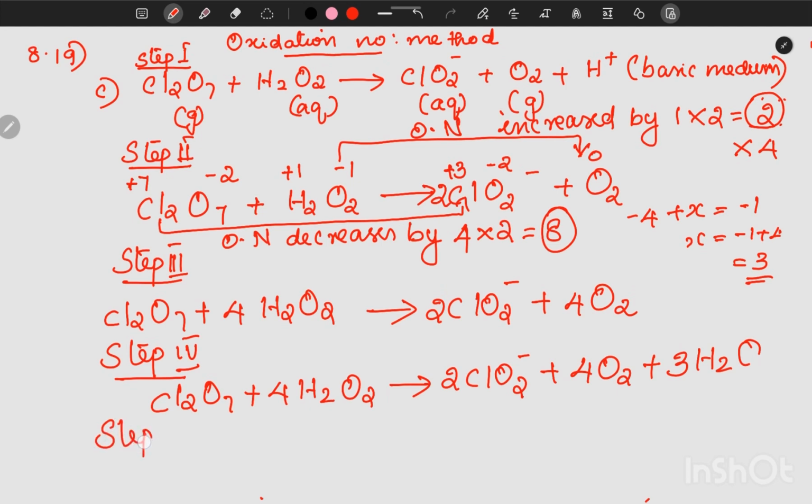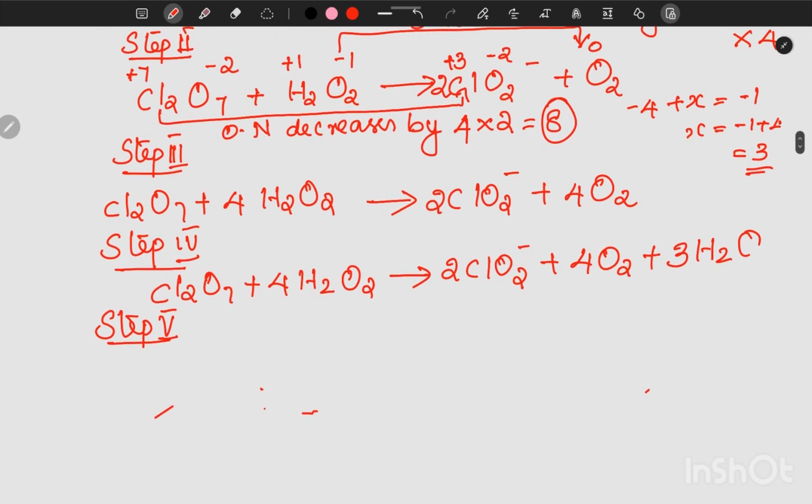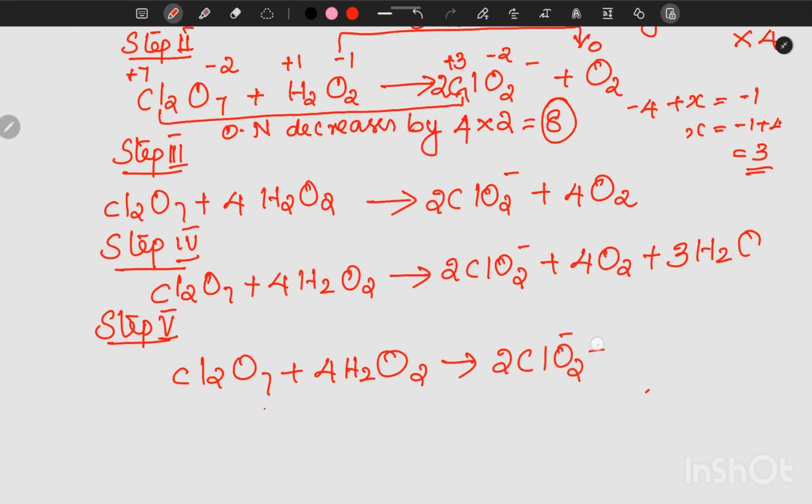Now let us balance hydrogen atoms. For balancing hydrogen atoms in basic medium, let us add water molecules. Here on the left hand side we have 8 hydrogen atoms, and on the right hand side we have 6 hydrogen atoms. So we need 2 more hydrogen atoms on the right hand side. So let us add 2 hydrogen atoms on the right hand side by adding 2 water molecules. 3H2O plus additional 2 water.